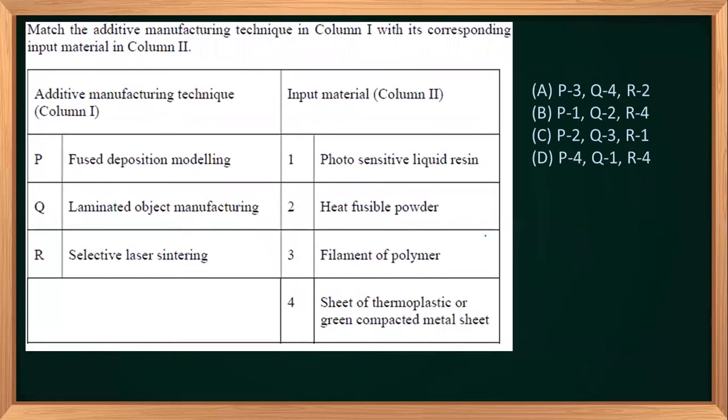This is from our additive manufacturing module. In additive manufacturing, it is asking to match the following. On one side, it gives the manufacturing techniques, and on the other side, the input material. What kind of material do we use? The techniques are fused deposition modeling, laminated object manufacturing, and selective laser sintering. The input materials are photosensitive liquid resin, heat fusible powder, filament, powder, and sheet of thermoplastic or green compacted sheet metal.